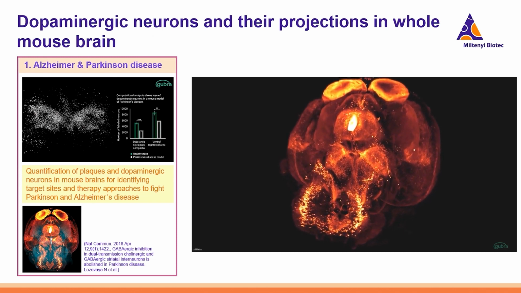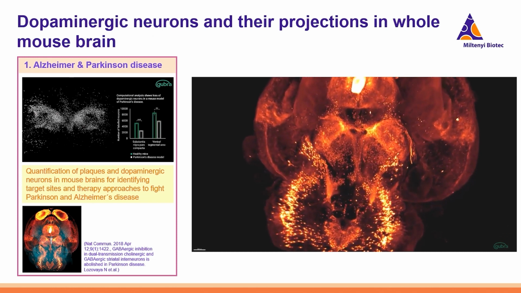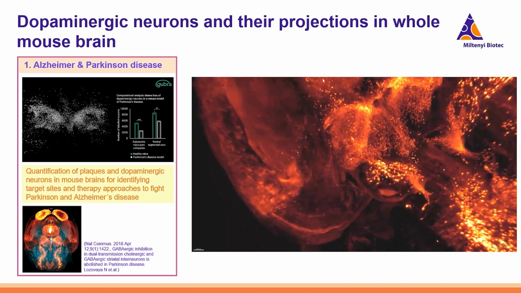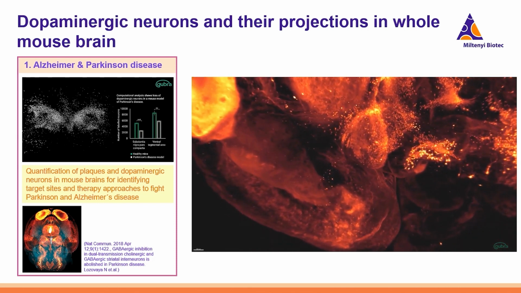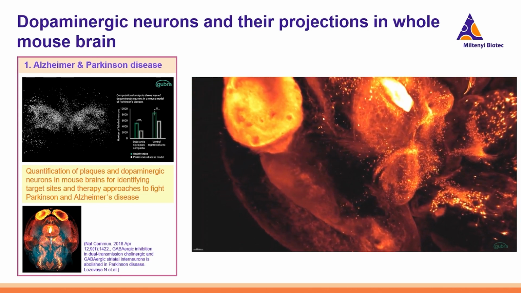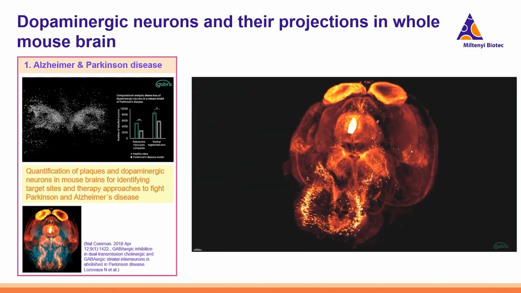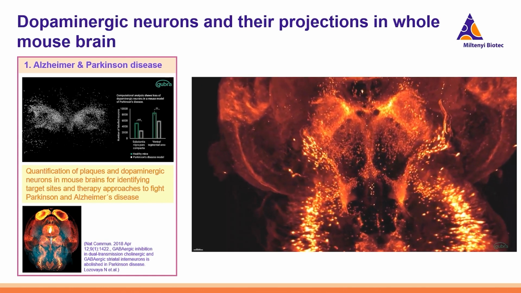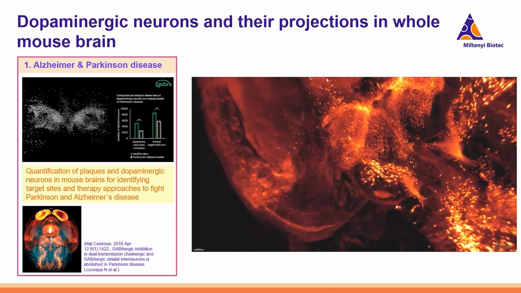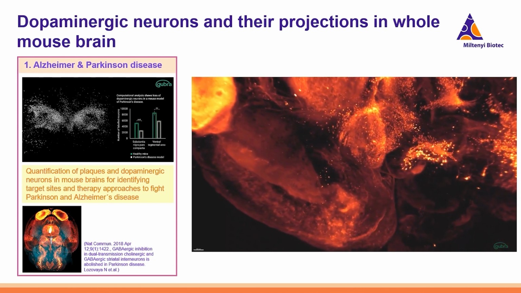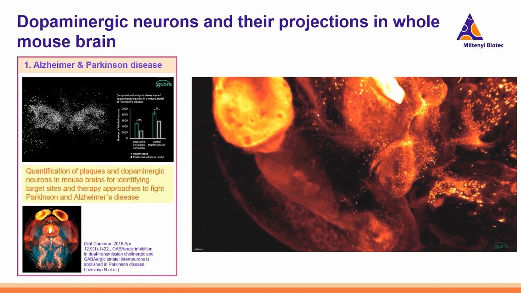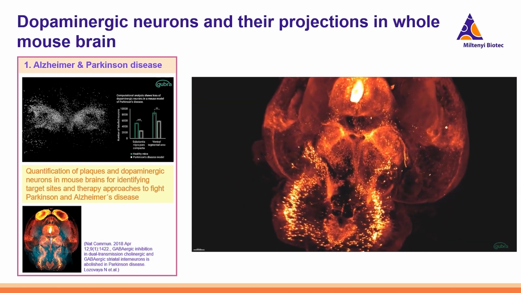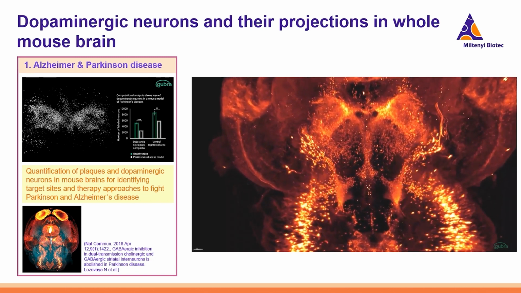So I'll first hit on some of the most popular areas of neuroscience research where light sheet has proven to really be a powerful tool. In Alzheimer's and Parkinson's disease research, the 3D imaging of intact mouse brains is allowing researchers to quantify plaques and dopaminergic neurons with the goal of identifying target sites and therapy approaches. The brain that you are looking at now is stained for Th positive cells, so those dopaminergic neurons.